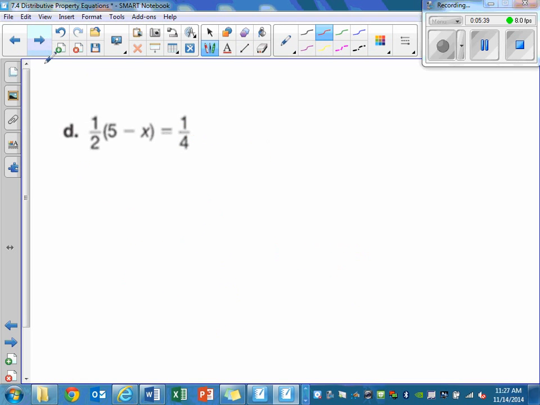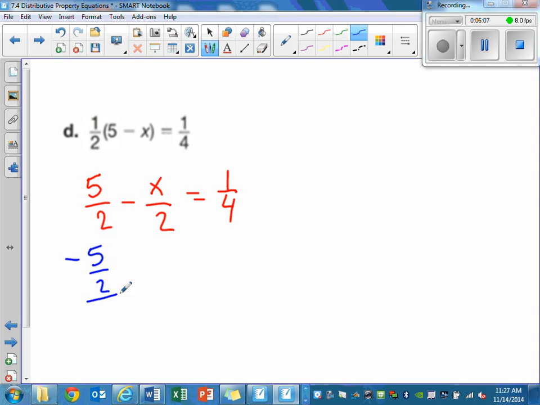Alright, example D. So here we are distributing the 1/2 through the parentheses. So you will have 5 halves minus 1/2 x, or I'm going to write it as x over 2, equals 1/4. Okay, so we have to move whatever is not with the x first. So this is a positive 5 halves, so I'm going to be subtracting 5 halves so that it cancels, and I have to subtract 5 halves on the other side.